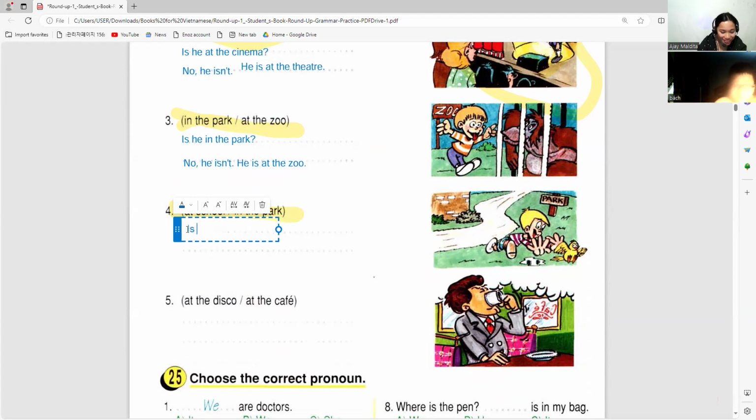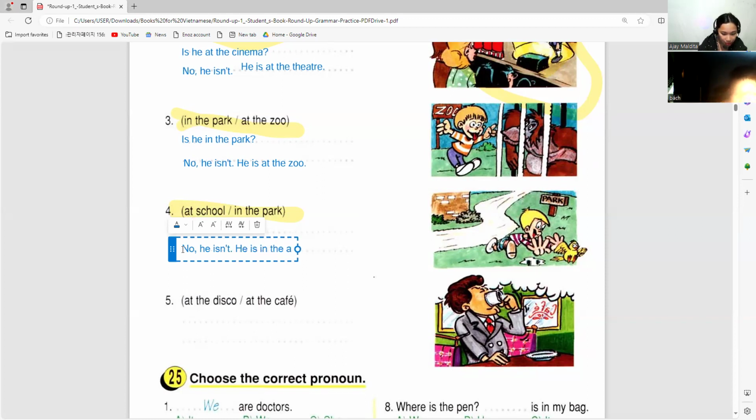Is he at school? That's right. Okay, is he at school? What's your answer? No, he isn't. That's right. Next. He is in the park. That's good. He is in the park.